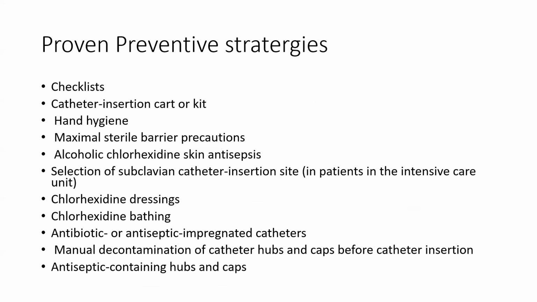Now, proven preventive strategies are catheter insertion cart and kit, hand hygiene, maximal sterile barrier precautions, alcoholic chlorhexidine skin antisepsis, selection of subclavian catheter insertion site, chlorhexidine dressing, chlorhexidine bathing, antibiotic or antiseptic impregnated catheters, manual decontamination of catheter hubs and caps before catheter insertion, and antiseptic containing hubs and caps.